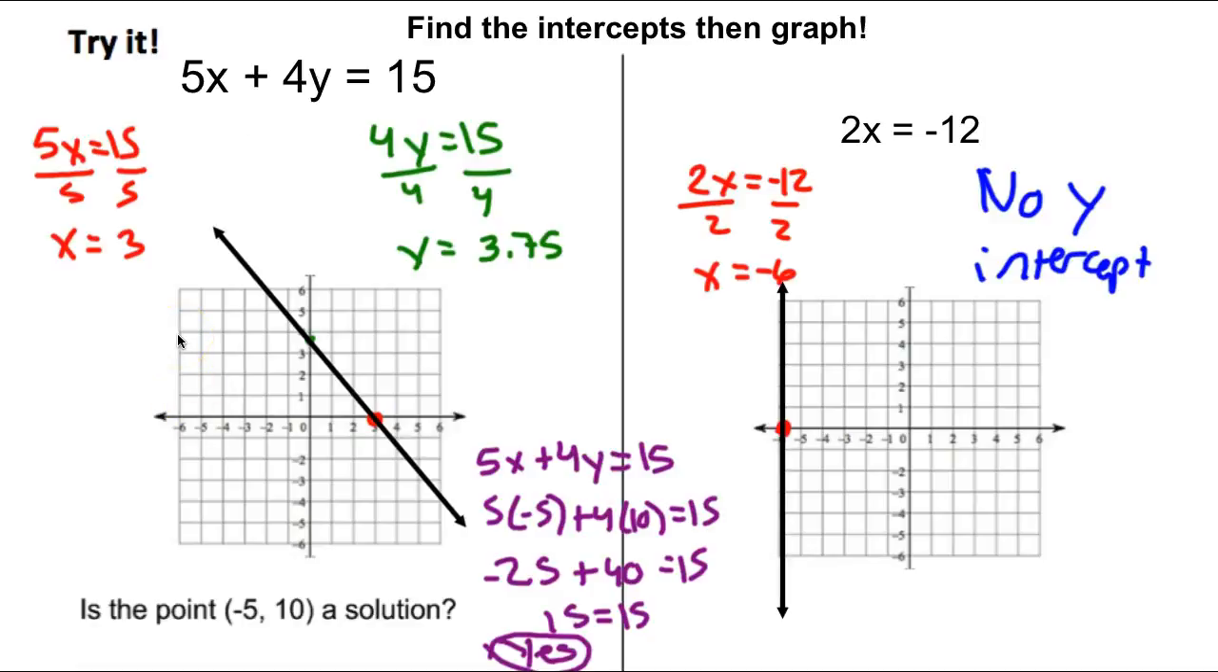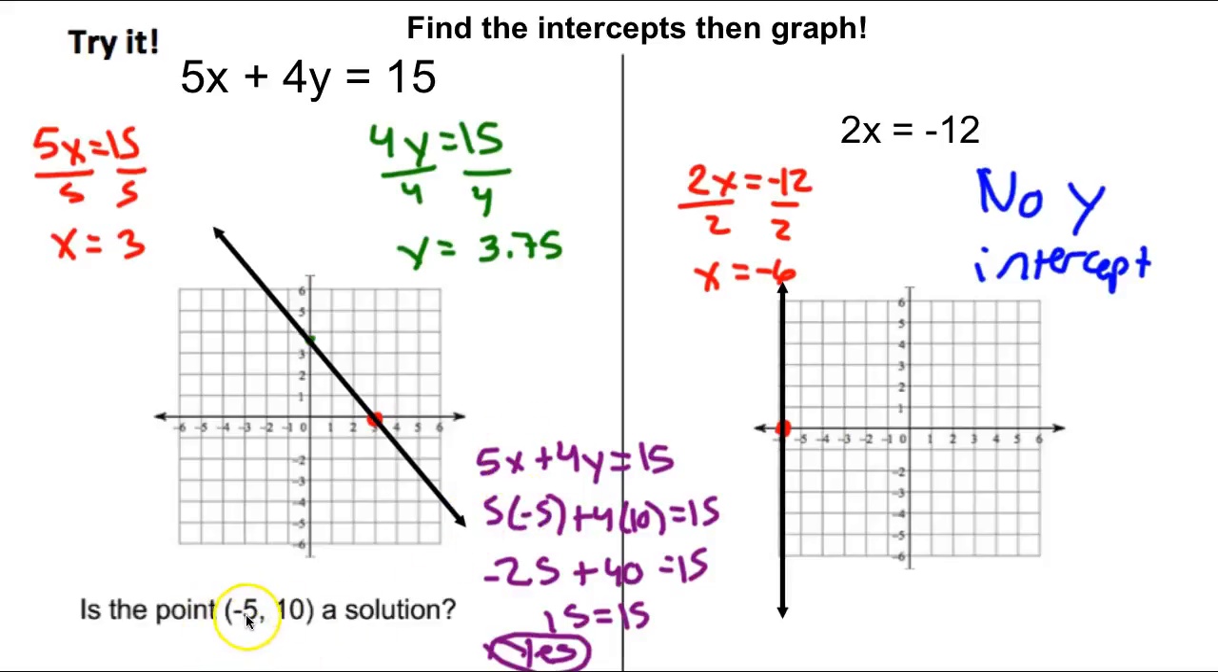Alright, here it is. So the first thing I did on this one on the left is I found the x-intercept. For y, that's going to equal 0, so my equation was 5x equals 15. I divided each side by 5 and I got x equals 3. I put that intercept right there. When I found the y-intercept, x was 0, so the 5x was just nothing. So my equation was 4y equals 15. I divided by 4 and I got y equals 3.75. I estimated, I put it right there, and I put the line on.